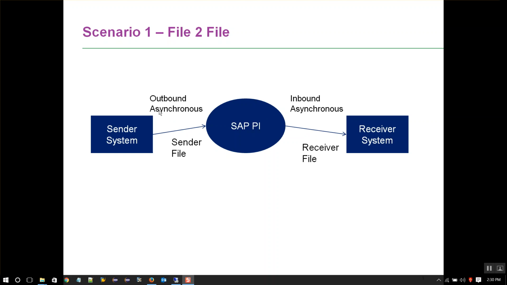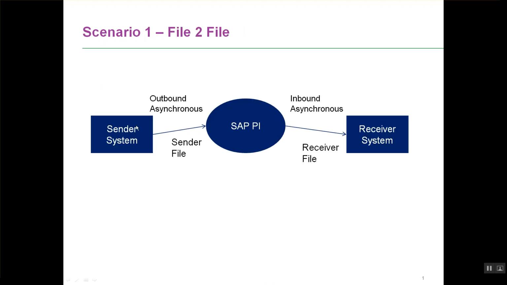What is the opposite of asynchronous? It is synchronous. A synchronous interface is an interface where the sending system will get a response back. So in the first interface that we are looking at, the sending system is going to send the file to PI. It is not going to expect any response, and hence this is what we call an asynchronous interface.